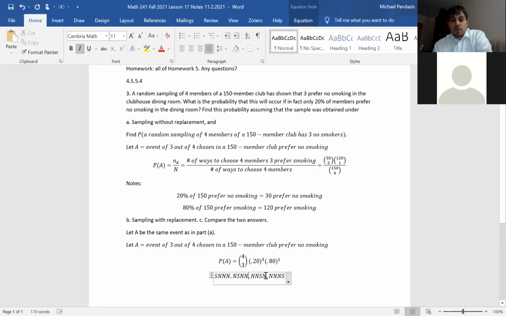For each of these orderings, the probability is 0.2 cubed for not smoking and 0.8 to the first. So each of these has that probability, and you multiply by 4 to get the sum of those 4 probabilities, or 4 choose 3 times that. Does that make sense?